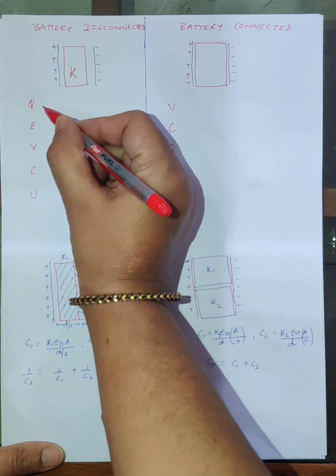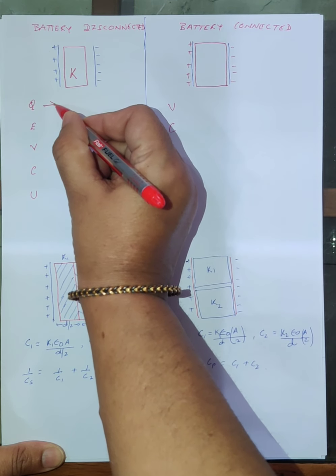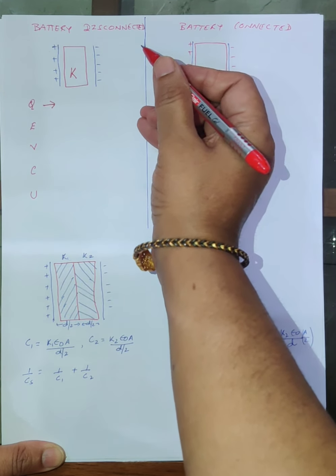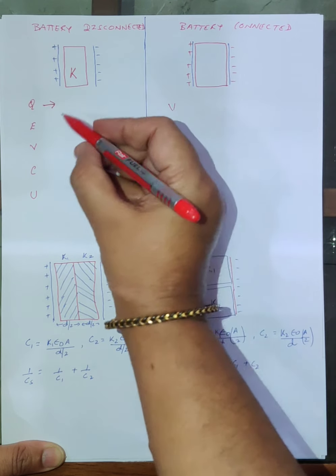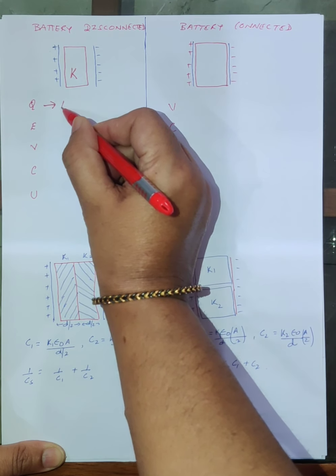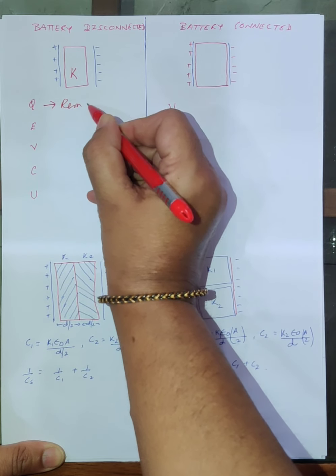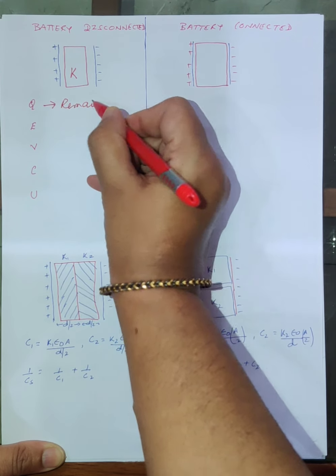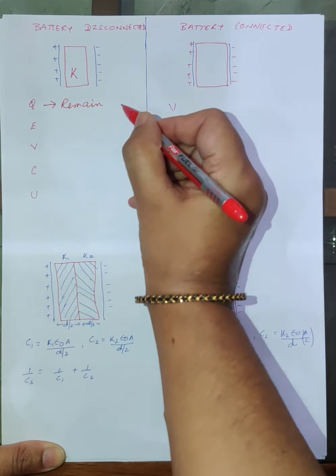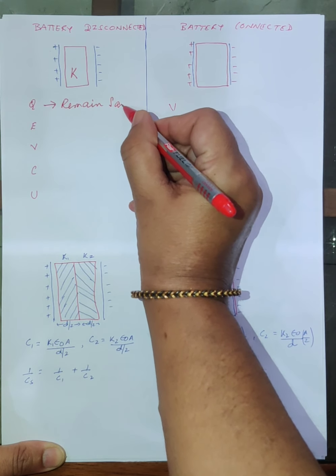So now you can say, children, as the battery is disconnected, that means my charge will remain the same. My charge remains constant because there is no source, so my charge cannot increase or decrease. So my charge remains the same. Alright, so this is the first part.